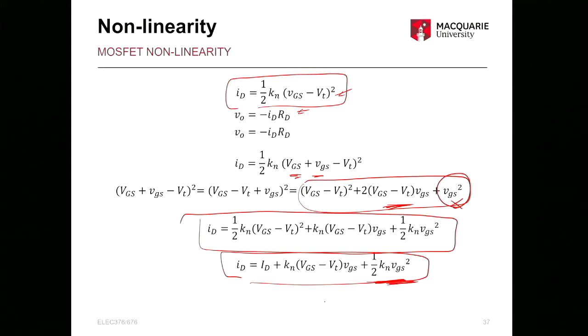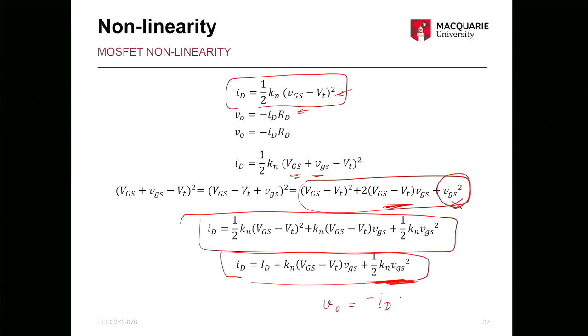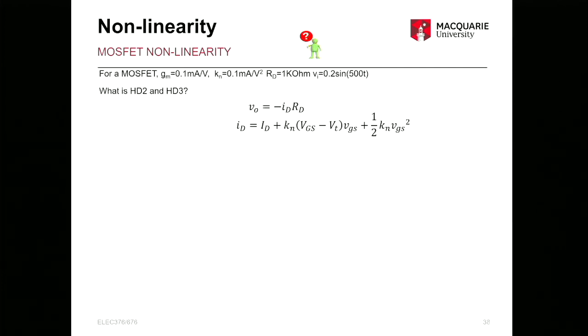And what would be your output? V naught is equal to minus ID RD, right? And ID has this part, the linear part and the square part, and then you can find the output voltage as well. So that's what we can do here. The last slide, yes.